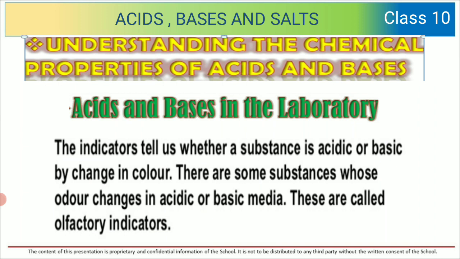Now let's see understanding the chemical properties of acids and bases. So acids and bases in the laboratory, how they are tested, what are their different properties. The indicators tell us whether a substance is acidic or basic by change in color. There are some substances whose odor changes in acidic or basic media. These are called olfactory indicators.